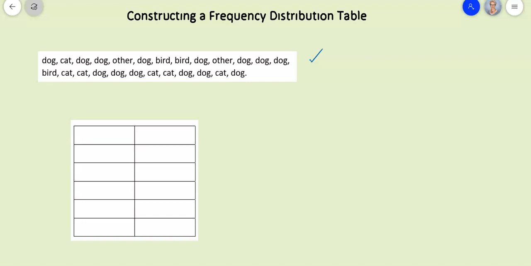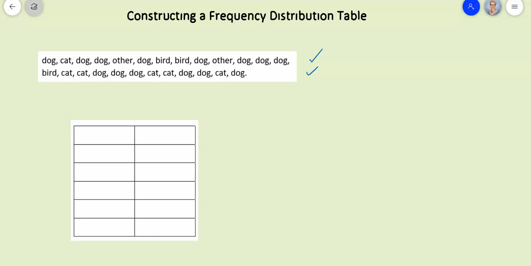This data is from a veterinary clinic, and in the course of one day, the vet nurse recorded the type of animal which came into the veterinary clinic in that day. This is a list of the animals that were brought in to the vet clinic. We had dogs, we had cats, we had birds, and the other category is other, any animal that wasn't a dog or a cat or a bird.